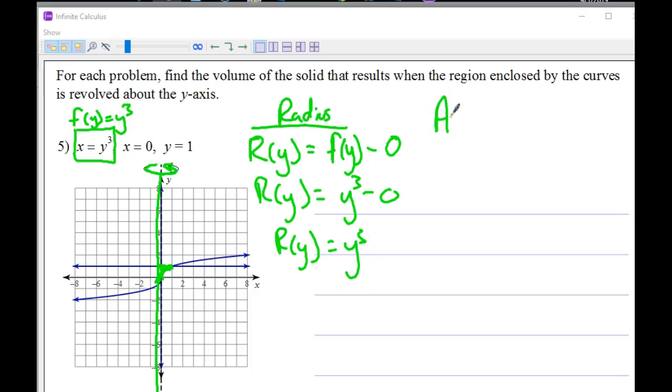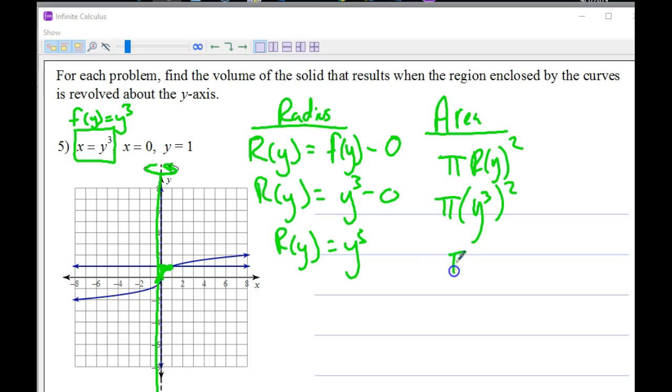Now, the area of a circle that is thus generated would be pi r of y squared. So that's going to be pi y cubed squared, which is pi y to the 6th. And therefore, the volume of revolution would be pi integral 0 to 1 of y to the 6th dy. Now the limits 0 to 1, do you guys see why? Yes, I do.